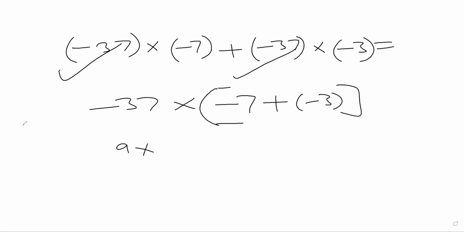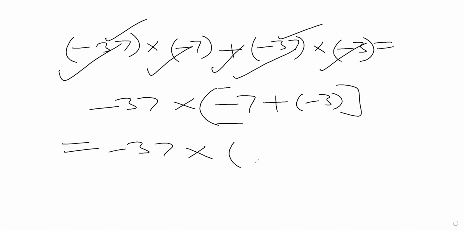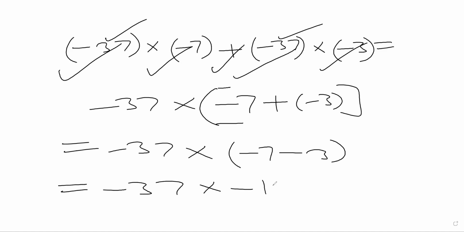Now here minus 37 is first taken as common because it is here also and it is here also. And whatever is left is to be written inside in the form of plus. Because here it is minus 7, here it is plus sign, then it is minus 3. Now here it will be minus 37 into inside minus 7 and plus minus is minus because it is a kind of multiplication here. Now we will get minus 37 into minus 10 will be equal to 370 because minus and minus is plus in case of multiplication.